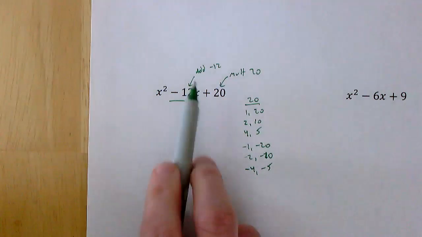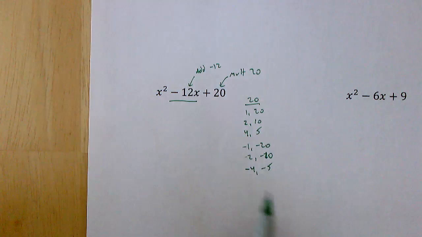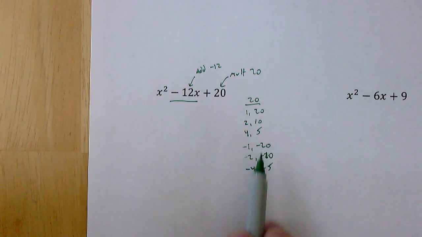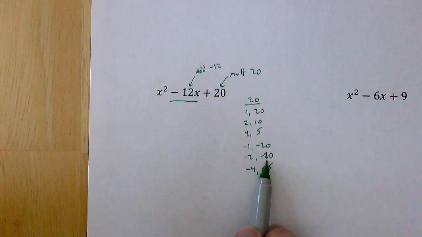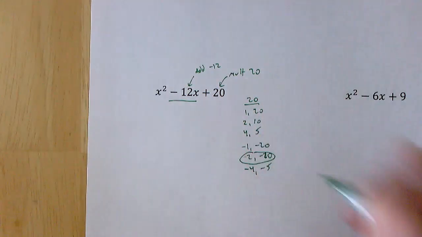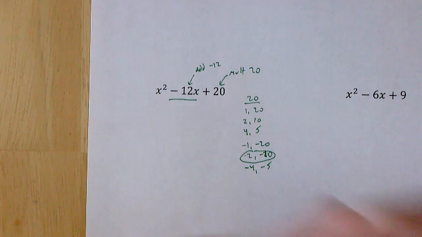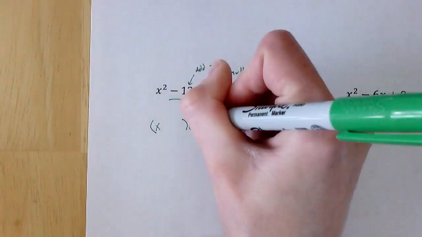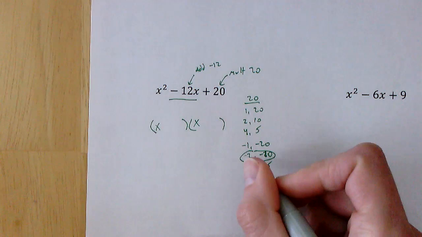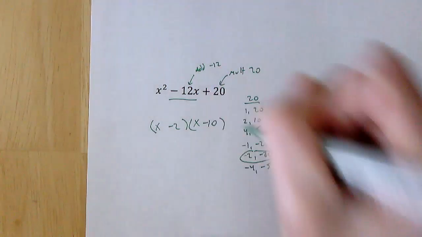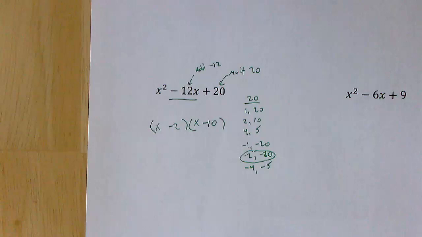And then, hey, now I've got some numbers that will add to negatives. So let's see, does that add to -12? 1 fire and 20 more fires? No. 2 fires and 10 more fires? Yeah, that's 12 fires. So there's my pair of numbers. So I'm going to factor this into 2 sets of parentheses, x in the front of both, and then I'm going to put a -2 and then a -10. And that's my factored form.